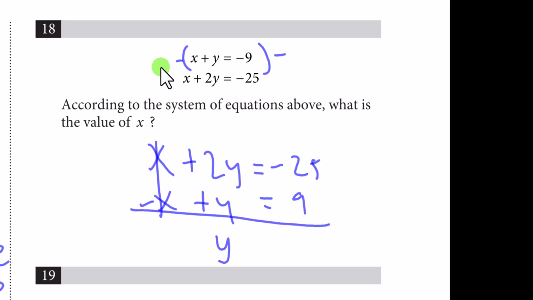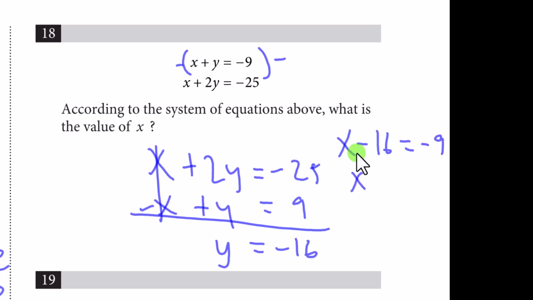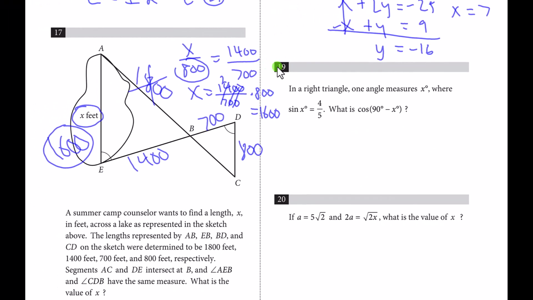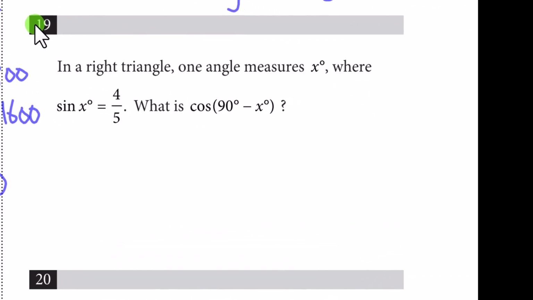You've got a y there. That's going to equal negative 16. So y is equal to negative 16. We can go ahead and plug that back into any equation. So we've got x minus 16 equals negative 9. x equals 7. There you go. Done. Question 19. In a right triangle, one angle measures x degrees where sine of x equals 4/5.